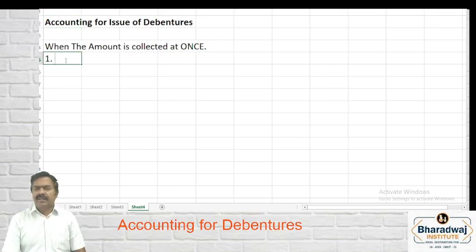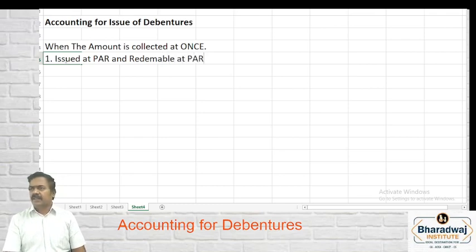Listen to it. Can debentures be issued at face value? Yes. Can they be issued at less than face value, at a discount? Yes. Can debentures be issued for more than face value? Yes. Listen to it completely, then you can copy. Debentures issued at par, par means face value, and redeemable at par.